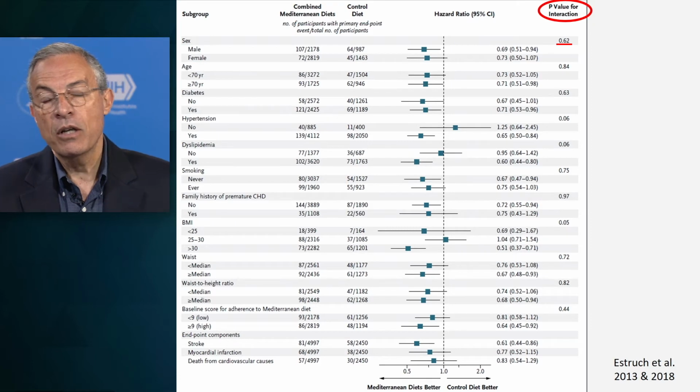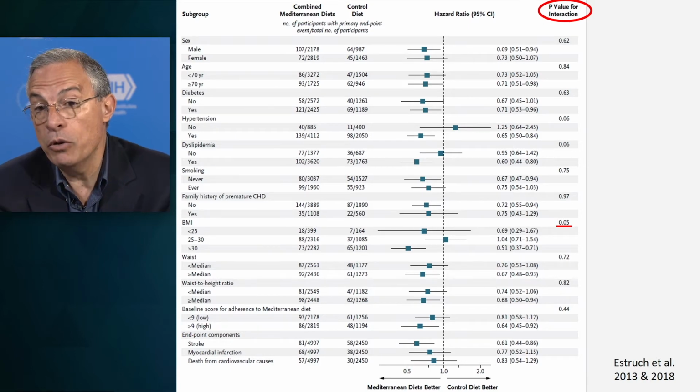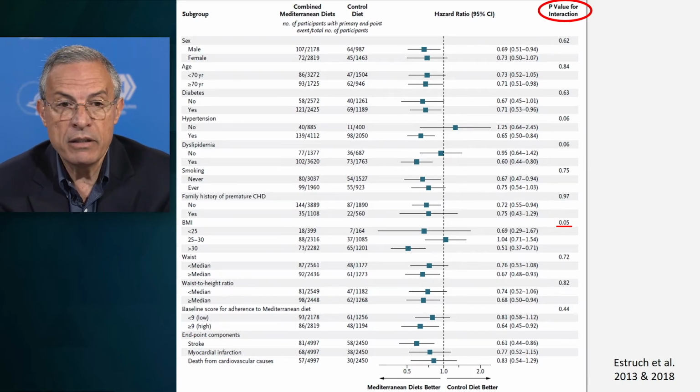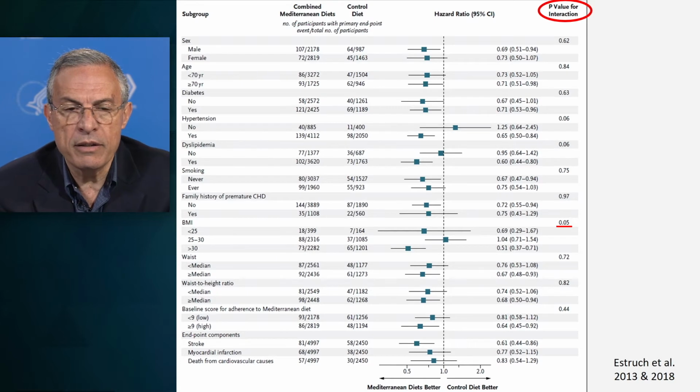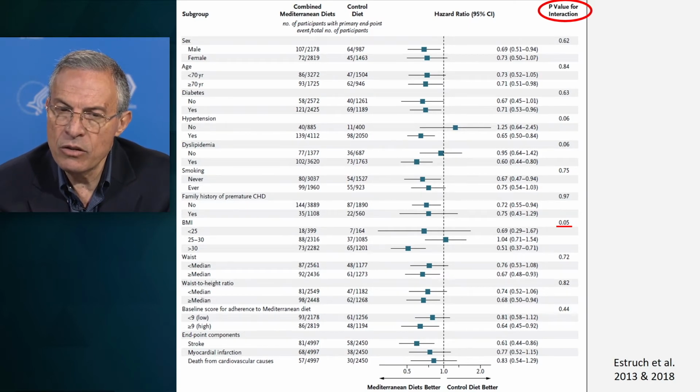Okay, so just for fun or for exercise, let's look at the BMI. It says the p-value for interaction is 0.05. Now let's look at what's going on with this BMI interaction. Well, you can see that for BMI greater than 30, it seems that this is kind of different, certainly, than the ones for BMI between 25 and 30.